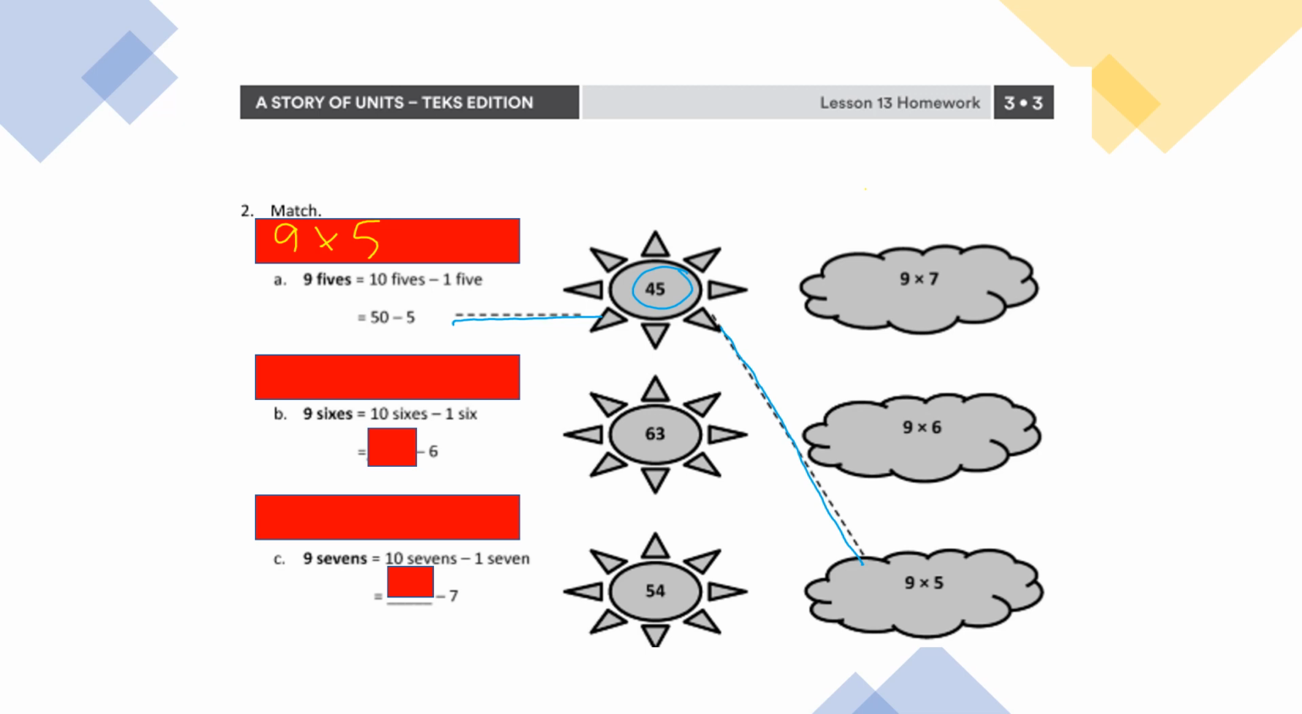Now it says 9 times 5 equals 10 fives minus 1 5. Well, 10 fives is 50, right? Because that's 10 times 5. And 1 5 is 5, because that's 1 times 5. And if we write it out above it, then that's the same thing as saying 10 times 5 minus 1 times 5, or 50 minus 5.